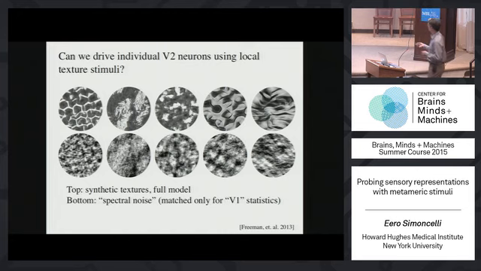So basically, we took a bunch of textures. Here are some example textures drawn from the model. Down below are spectrally matched equivalents. So these things have the same power spectra, the same amount of energy in different orientation and frequency bands, but they lack all the higher order statistics that are coming in this texture model that give you nice clean edges and contours and sort of object-y things, or lumps of objects.